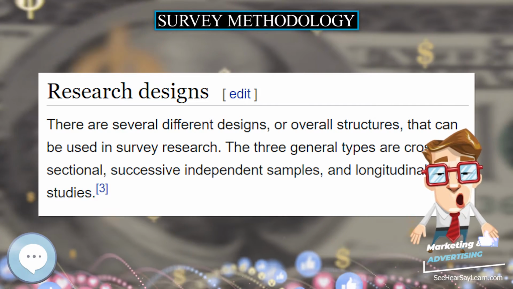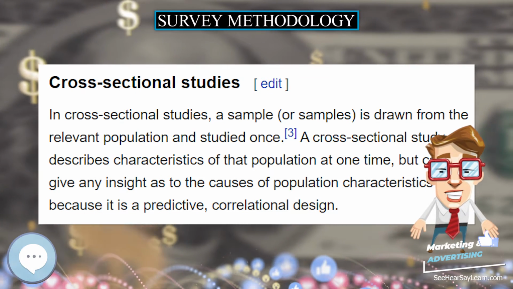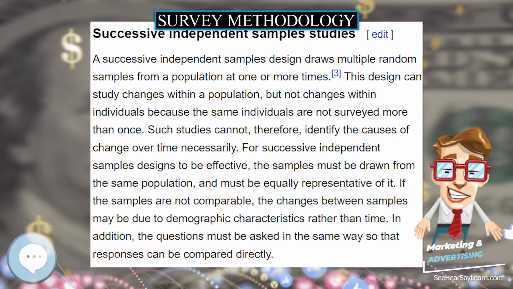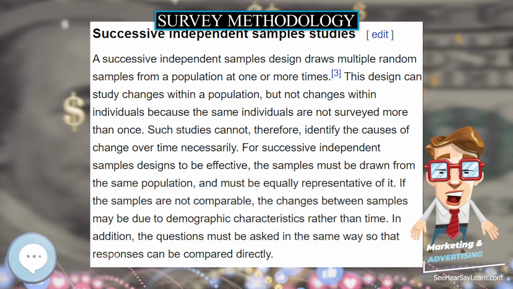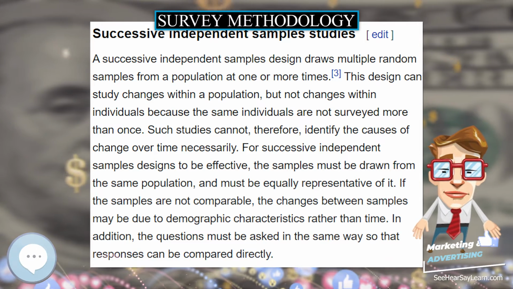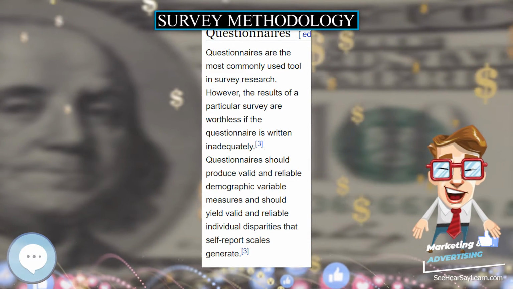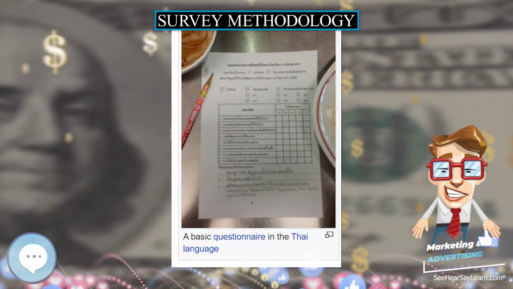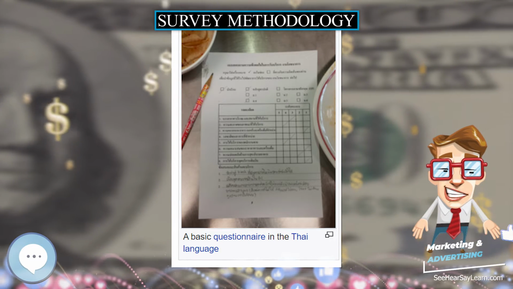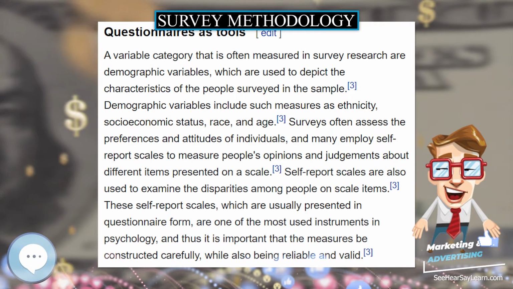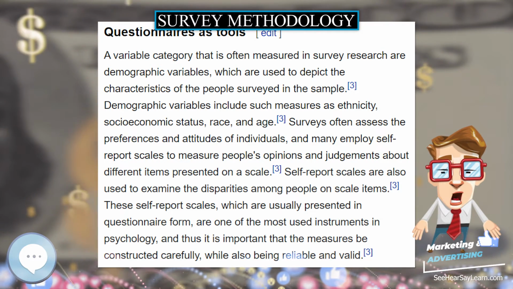Successive independent samples studies. A successive independent samples design draws multiple random samples from a population at one or more times. This design can study changes within a population, but not changes within individuals because the same individuals are not surveyed more than once. Such studies cannot, therefore, identify the causes of change over time necessarily.